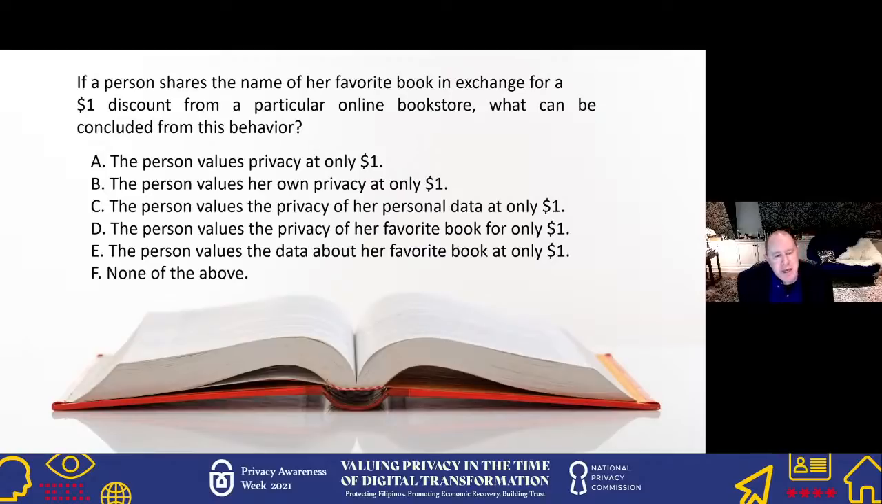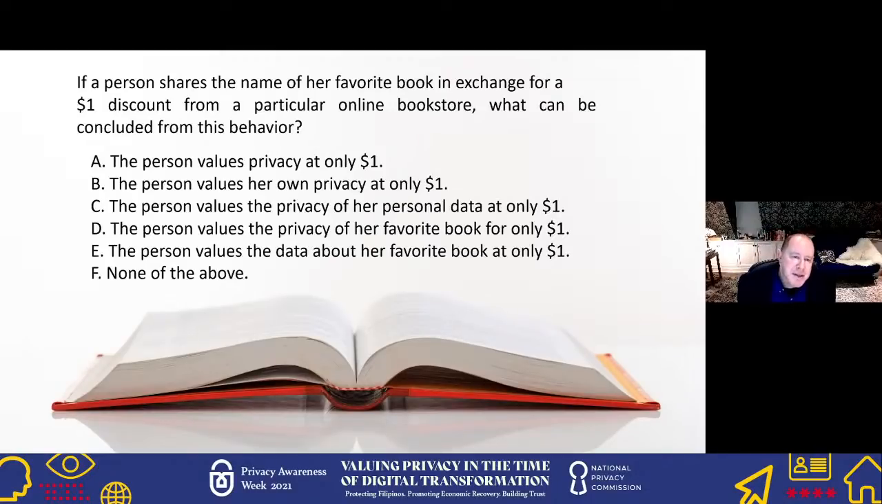So let's look at D. D is more narrow. The person values the privacy of her favorite book at only $1. Now it looks like we're getting closer. We're getting more tailored. However, again, privacy can mean a lot of things more than just data. So let's look at E. E seems to be right? It looks good. The person values the data about her favorite book at only $1.